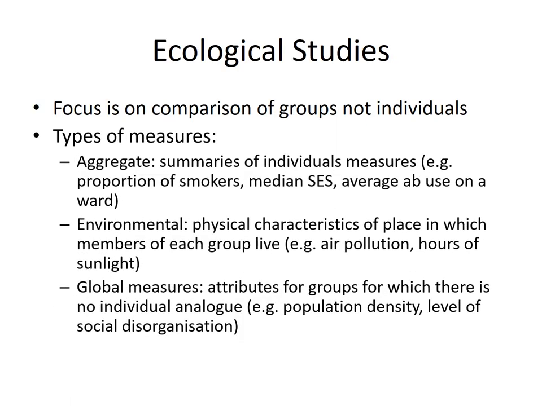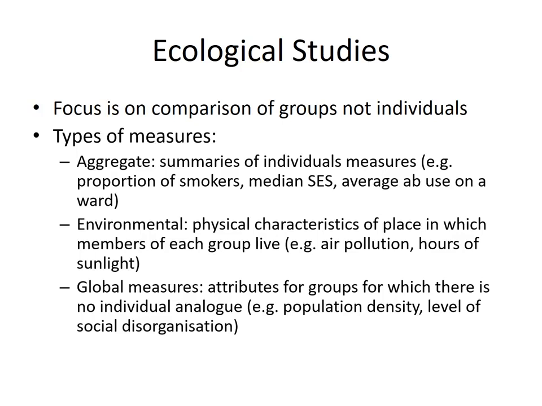Types of measurement. We have three major types of measurements at the group level: aggregate data, environmental data, global measures. Aggregate data summarizes individual measures. For example, proportion of smokers, average of antibiotic use in certain ward, seasonal flu vaccination rate among cities in Jordan.